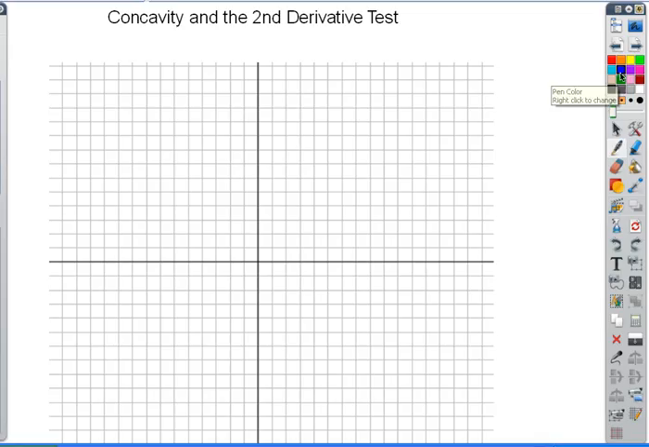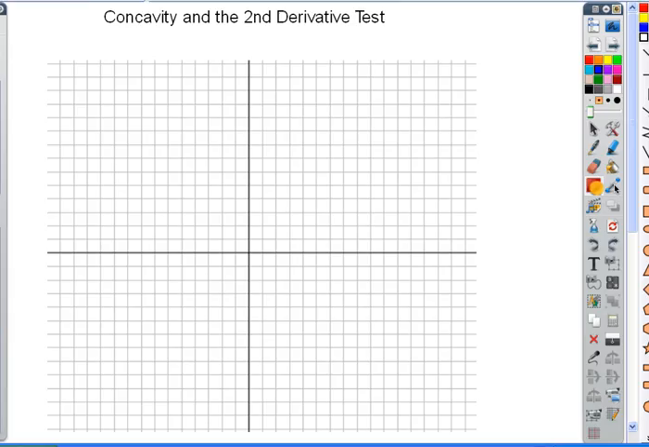Okay, we're going to talk about concavity and the second derivative test. So first, let's talk about concavity. Let's start off with something simple. Let's start off with a line, and let's build on what we already know. Let's draw a nice line here.